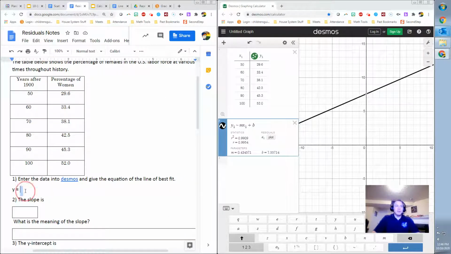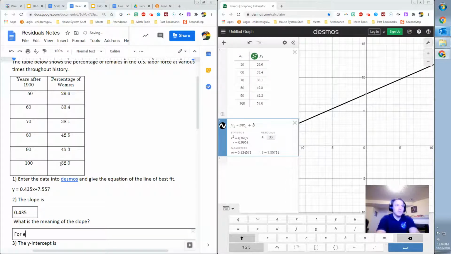So now over here for my expression, I would say y equals, let's round to the nearest thousandth, 0.4345. 5 says round up, so 0.435x plus b, which is 7.5571, so just say 7.557. All right. The slope is 0.435.